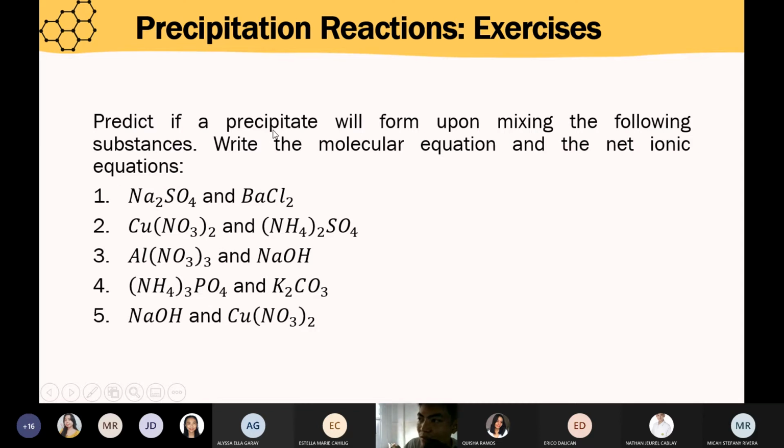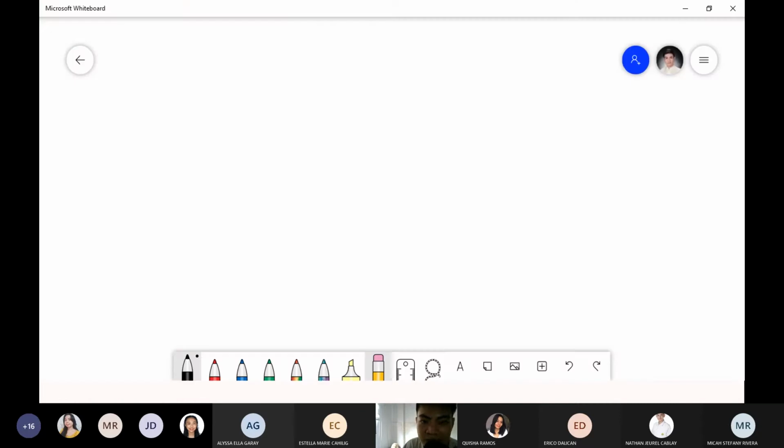Sabi dito, predict if precipitate will form upon mixing the following substance. Paghaluin daw natin sodium sulfate and barium chloride, magpo-form daw kaya sila ng precipitate? Tingnan natin. Okay. So we have sodium sulfate and barium chloride. Tignan natin kung may precipitate daw na mabubuo.